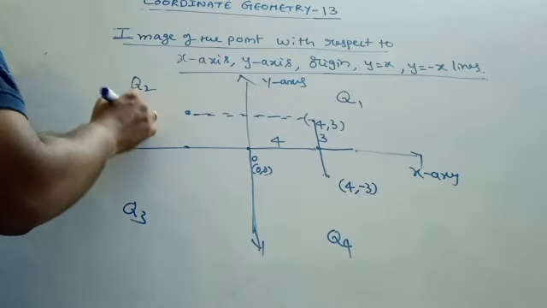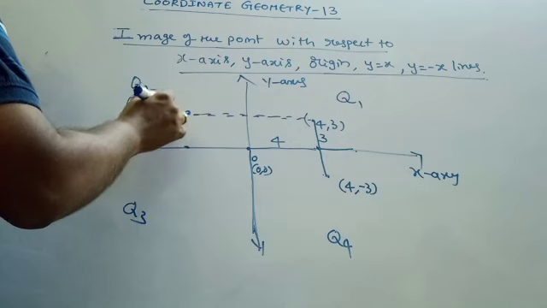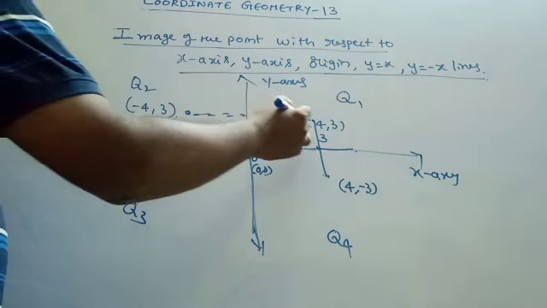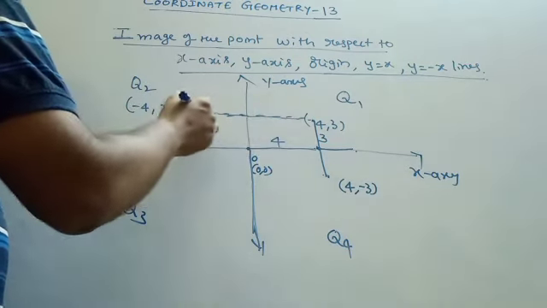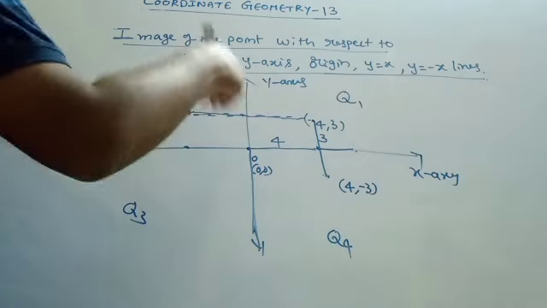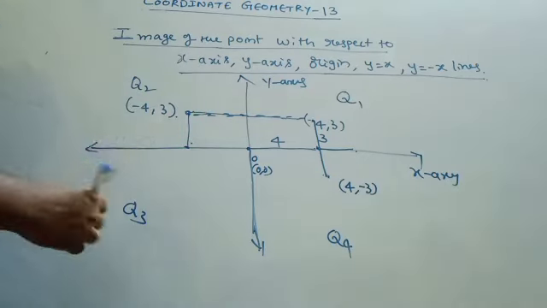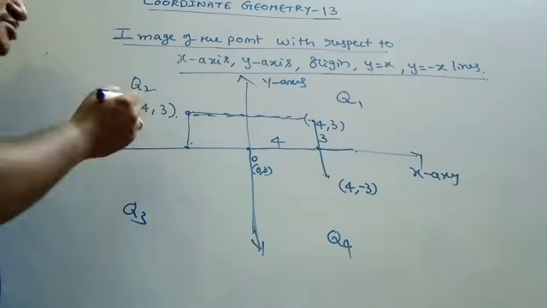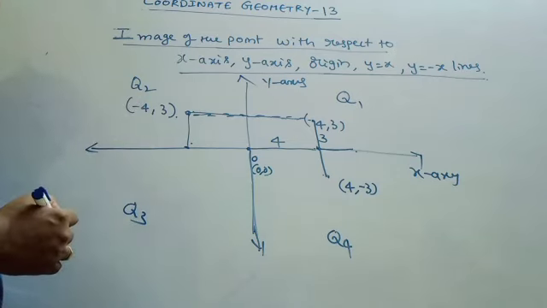Q2 is nothing but minus 4 comma 3, like this. Same distance, how many? 4 units, this side also 4 units. That 3 will become, height remains the same. That's why the image of the point 4 comma 3 becomes minus 4 comma 3, right?